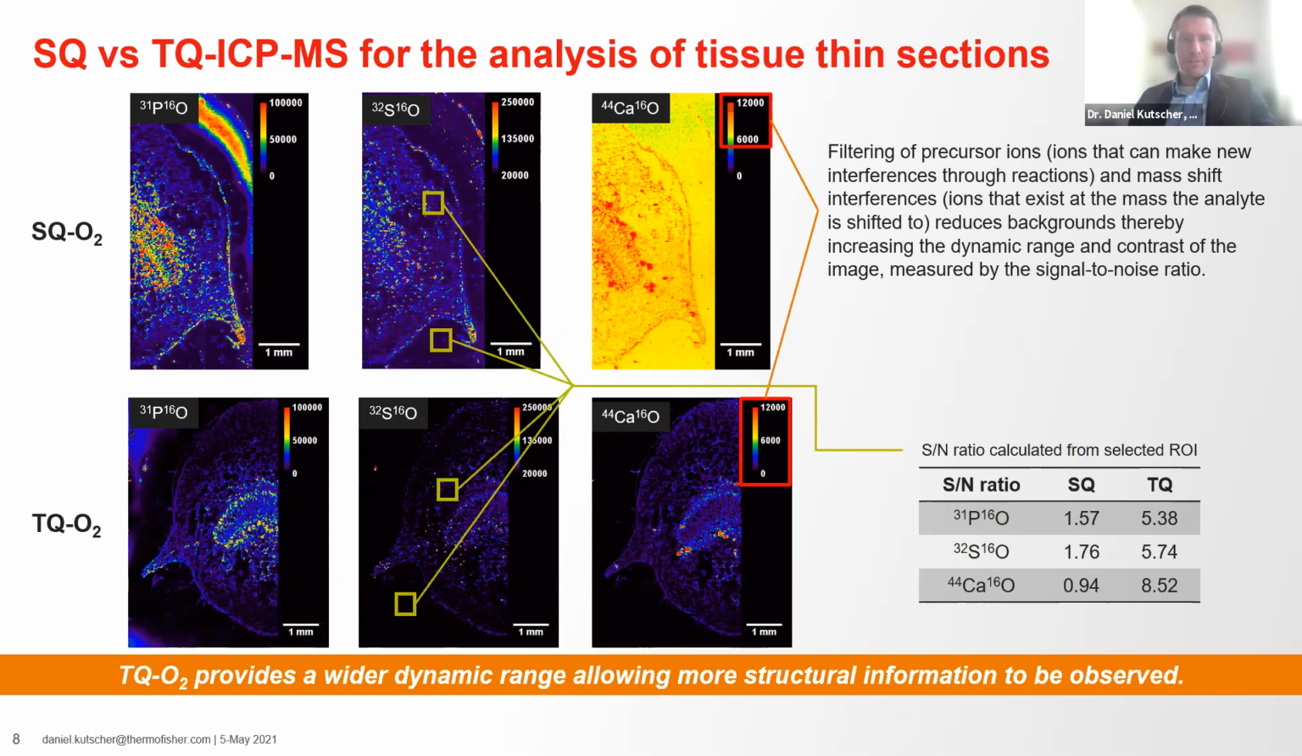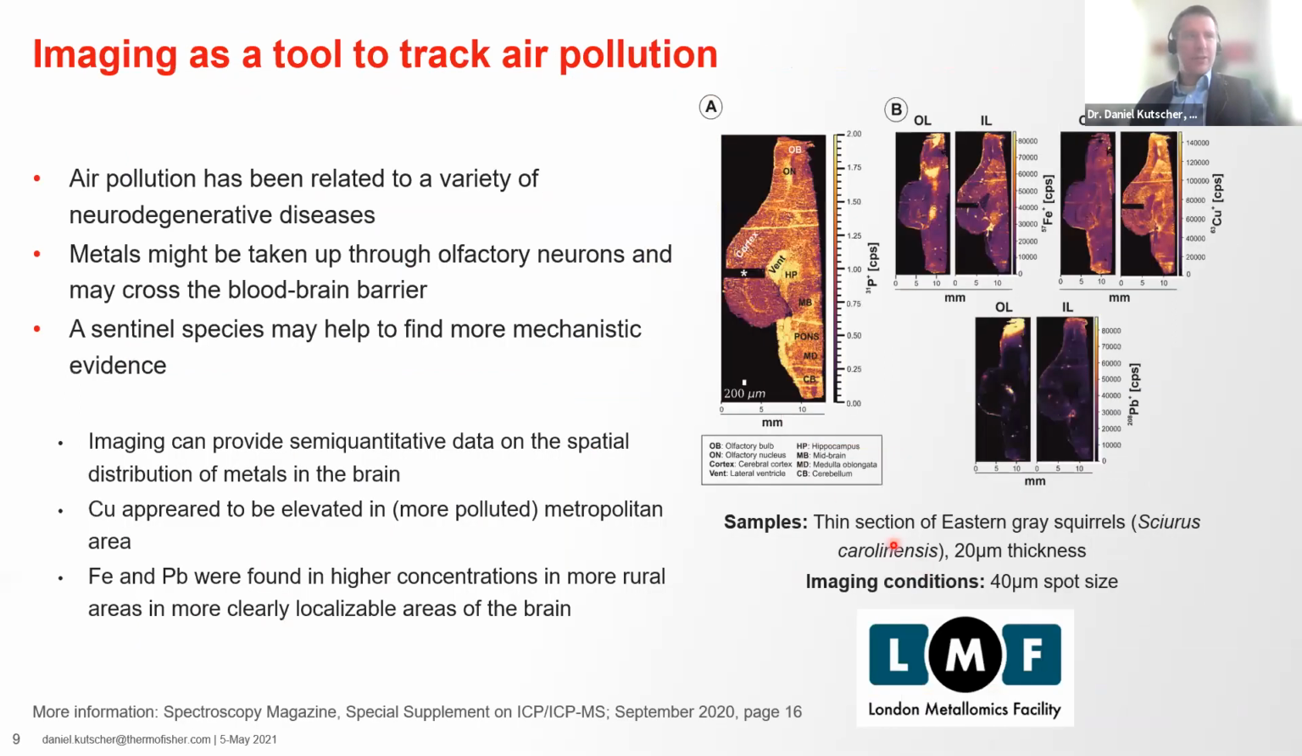So some other examples, and this is a collaboration with Thea and the London Metallomics facility. In this case, this was a preliminary study to use imaging as a tool to track air pollution. Basically, air pollution is something very typical for our times. A lot of traffic, a lot of small particles that also do potentially contain a number of different metals, and also toxic metals can be part of these.